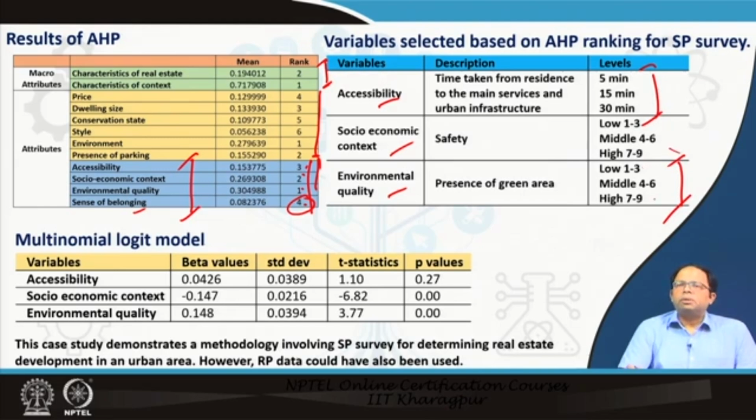These were made into an SP experiment, and that was answered by different developers and investors, and from there a regression model, a multinomial logit model, was developed. It showed that with an increase in accessibility there is a positive beta value, and this is the increase in the total attractiveness, or in the location choice, the probability of a location being selected for investment decisions. Socioeconomic context is safety, from low to high. These are the scale. So, when safety reduces, obviously it shows a negative sign. That means the location choice becomes less attractive, and when environmental quality improves, then it becomes more attractive. So, this is a method.